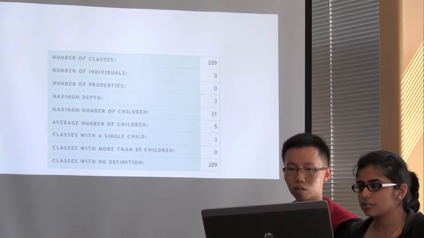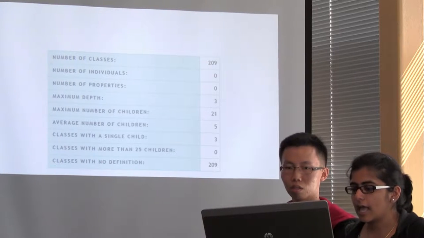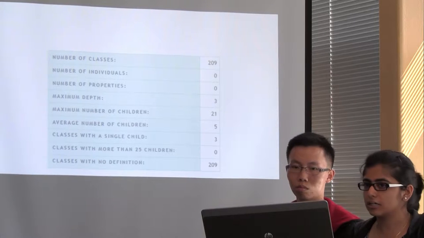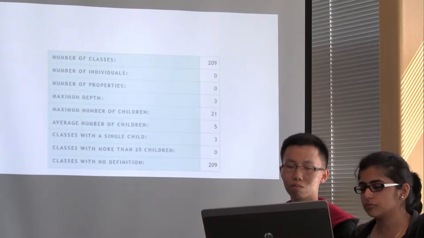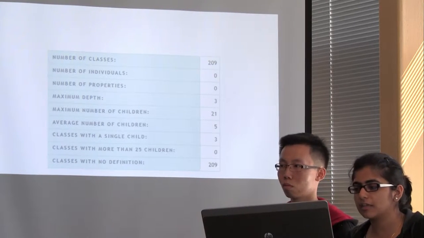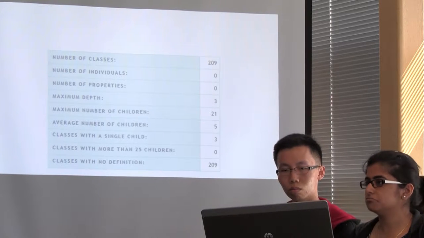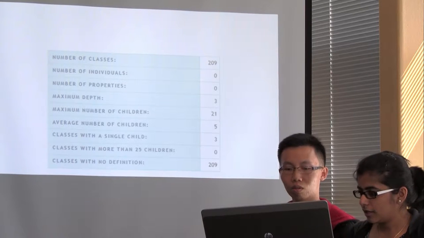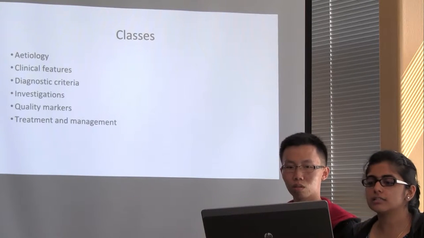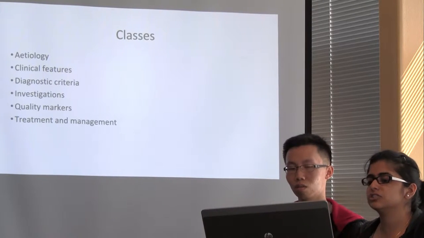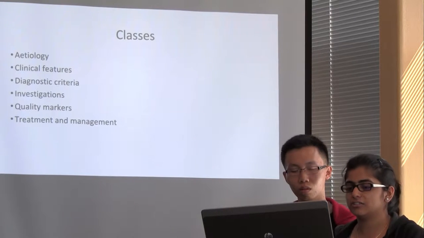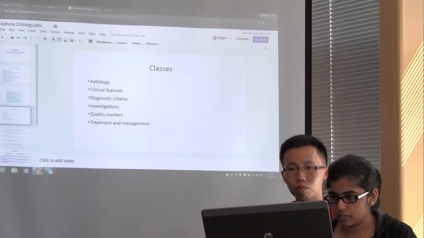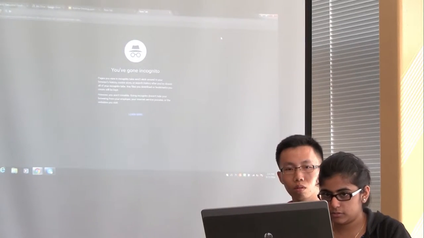So the ontology has 209 classes, and it's an incomplete ontology. It doesn't have a description and does not describe much of the properties. Only 3 properties are there, and there's no description of what those properties tell us about. The main classes are etiology, clinical features, diagnostic criteria, investigation, quality markers, treatment and management. And then let's see. I'll show you that.